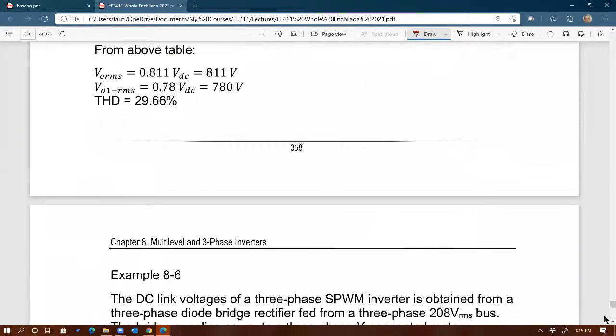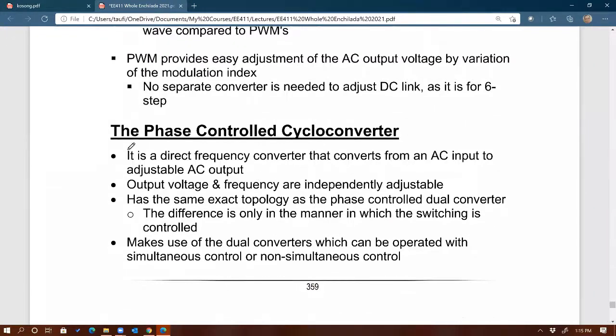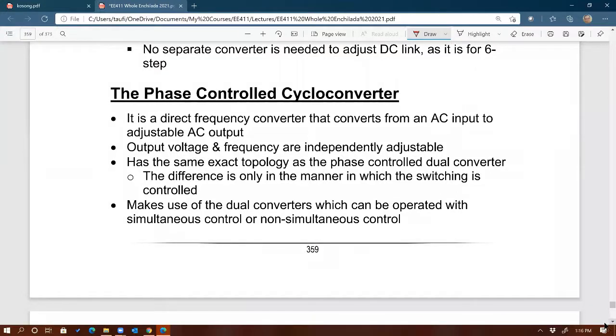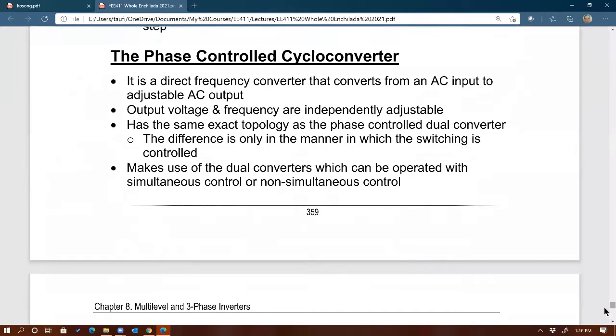All right, I think that's it for inverter. This next one, I'm not going to ask you to review for the final, but I think it's still good to know that there is another method of getting AC out, right? What we learned earlier from DC, of course. So another way of getting AC from DC. What we have earlier is that we have DC to AC using, what is it again? Square wave and PWM.